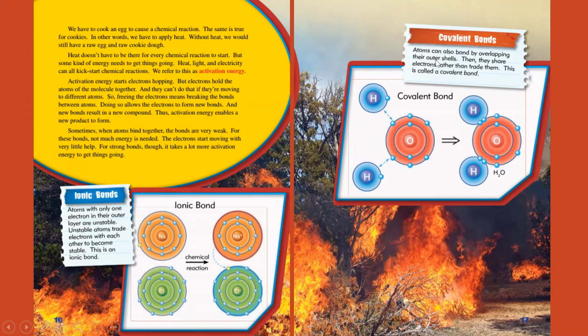Covalent bonds. Atoms can also bond by overlapping their outer shells. Then they share electrons rather than trade them. This is called a covalent bond. Two hydrogen, one oxygen, then they share their atoms.